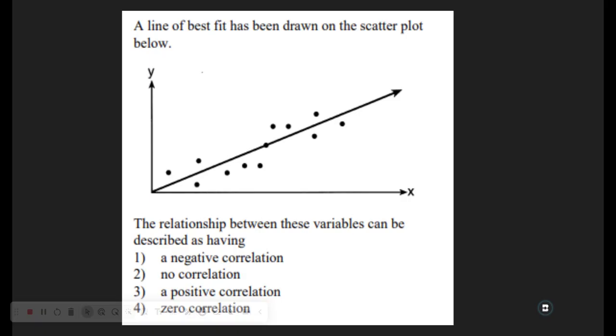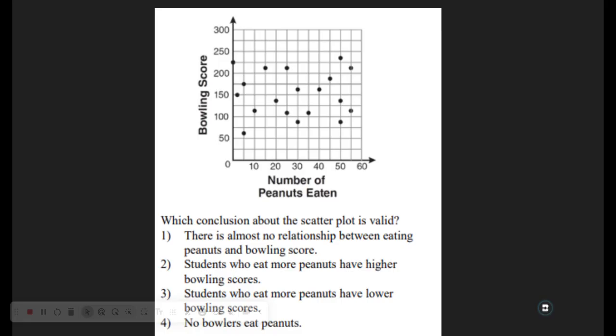If you said positive, you are absolutely correct. The flow of the data is going upward. Now, what you see here is a line in the middle, and that's called a line of best fit or a trend line. And when we get back into in person, we will talk about that more together. But that's just showing the general flow of the data.